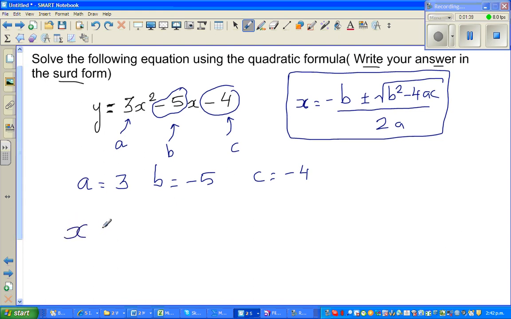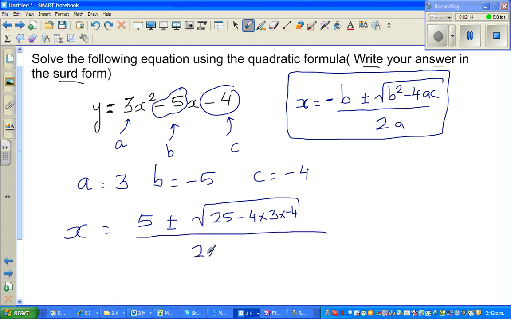Okay, so x is minus b. Now you can use your logic, stop for a while. b is negative 5, so negative b would be plus 5. So 5 plus or minus square root of b squared. So negative 5 squared is 25, minus, let me write the whole thing, minus 4 times a, what is a? a is 3, times c, which is negative 4, over 2 times a, which is 2 times 3.